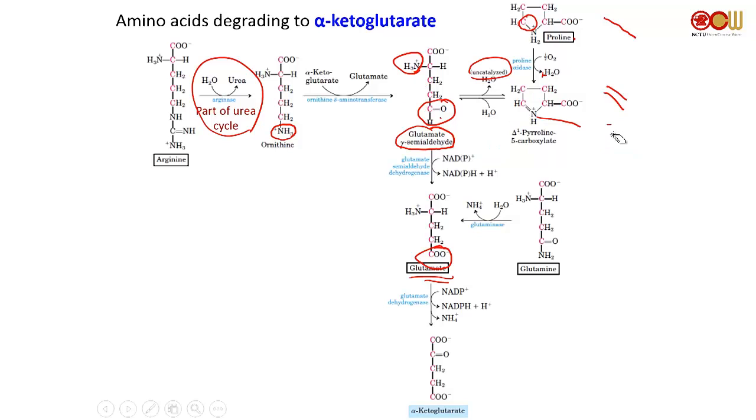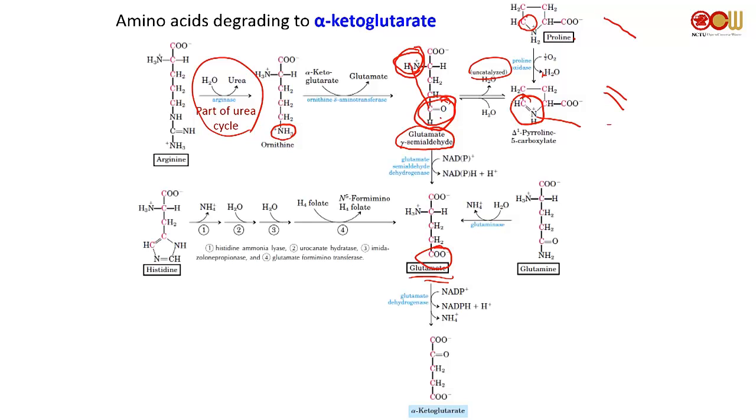Schiff base formation is between an aldehyde and an amino group. The amino group is on this side, the aldehyde on this side. If the two react, this is what you get. And this reaction is reversible, so you get rid of the Schiff base, then you form the amino group and the aldehyde group. Okay, maybe okay.